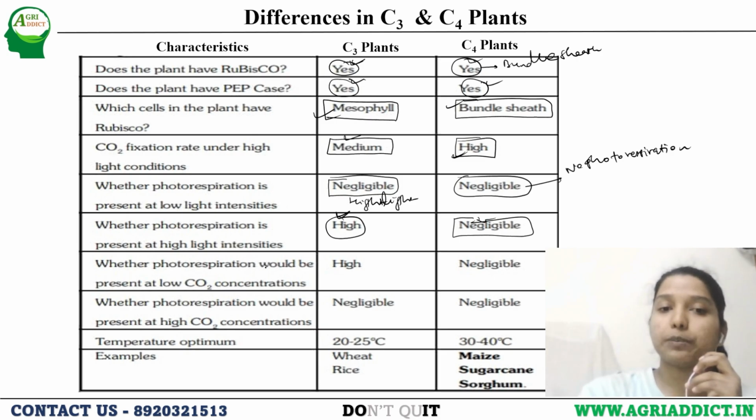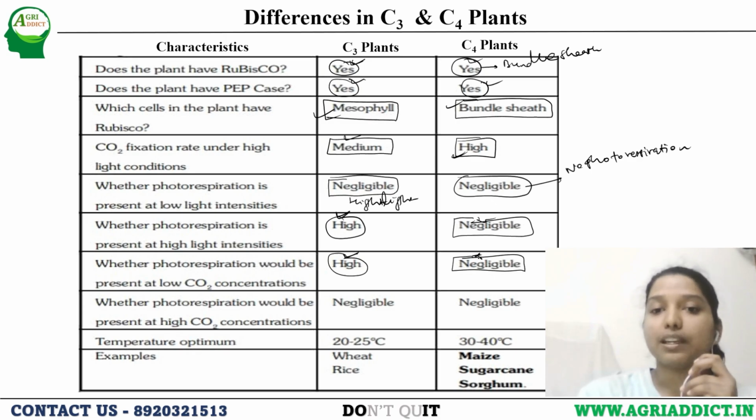Whether photorespiration would be present in low carbon dioxide concentration? Yes, in case of C3 plant it will be there, but this photorespiration is not there in case of C4 plants. That's why we say the photosynthetic efficiency of C4 plants is high. Okay. Whether photorespiration would be present at high carbon dioxide concentration? No.